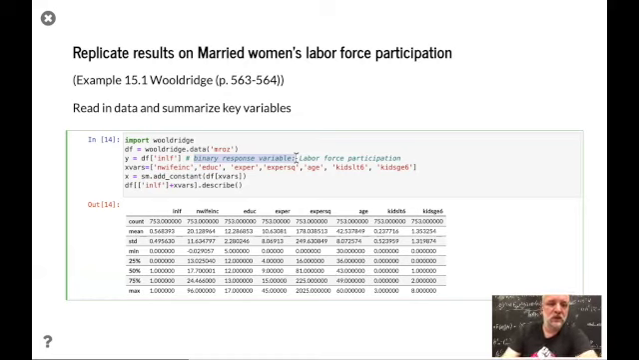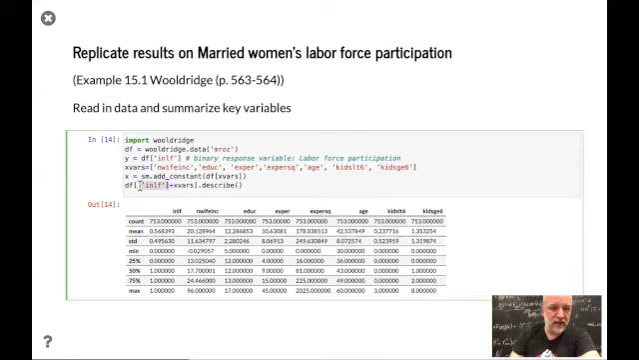Then we have a bunch of explanatory variables, and there are more explanatory variables than just these in the data set, and you can also try to estimate other versions of this model. But these are the explanatory variables that are used in example 15.1 in the textbook. So we collect all these data and then put them into X together with a constant, and then we can describe those variables here.